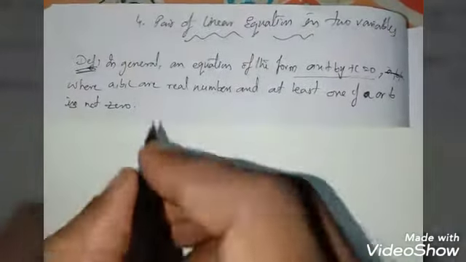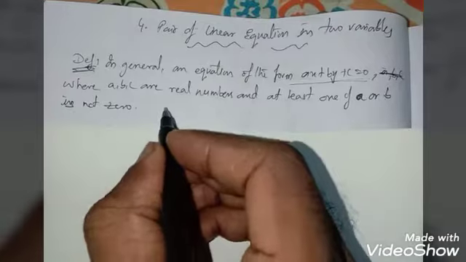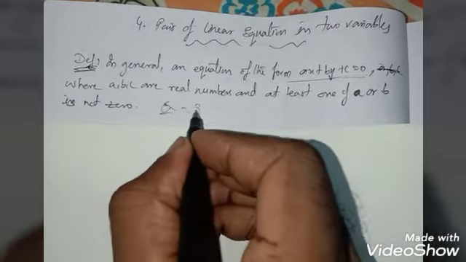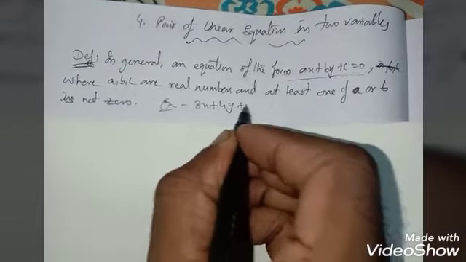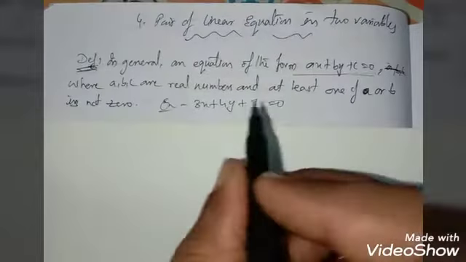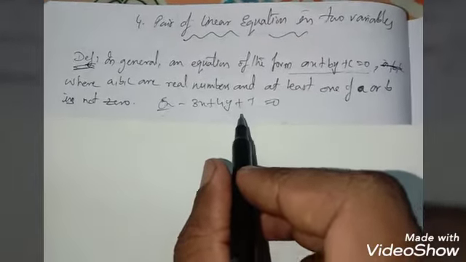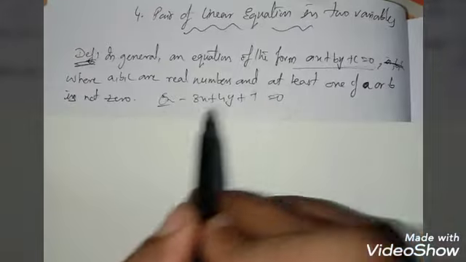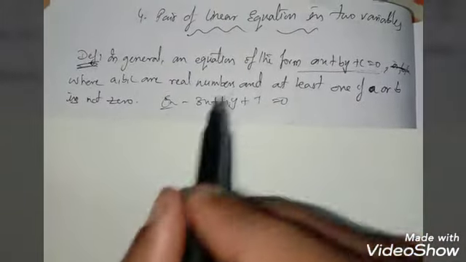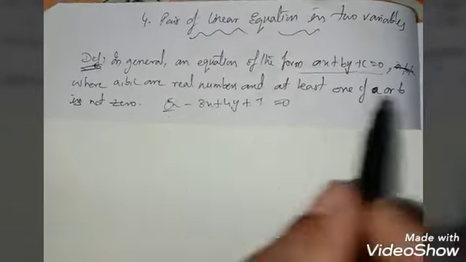For example, if I write the linear equation 3x + 4y + 7 = 0, this is one example of a linear equation which consists of two variables, that is x and y, and also the values of a and b are not equal to 0.